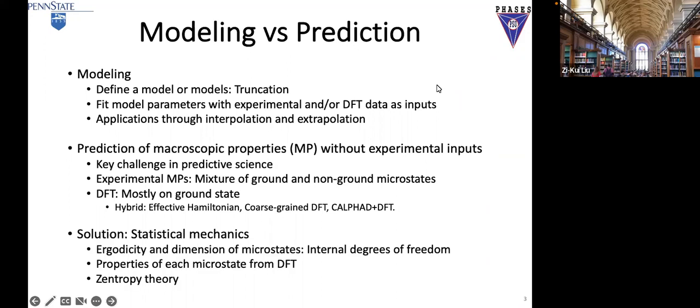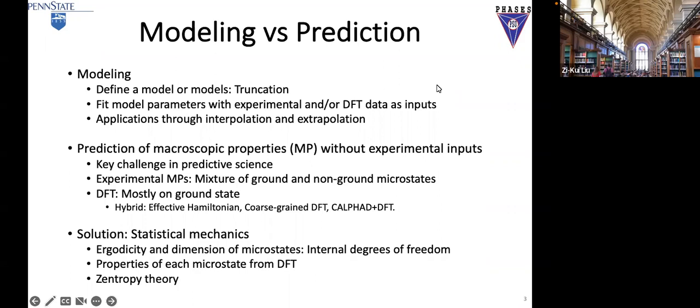So the question is what the solution would be. We know that we have different states. It's based on statistics, right? It's statistical mechanics. So that problem should be solved already. So why is it not solved? I'm going to mention that. The first reason it is not solved is that we could not get all the microstates from theory.